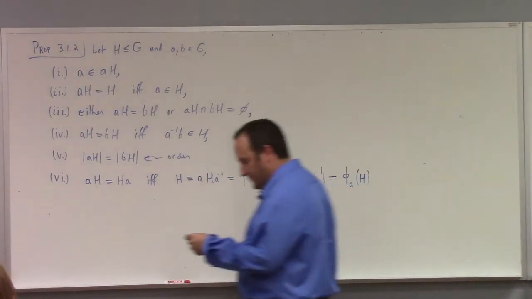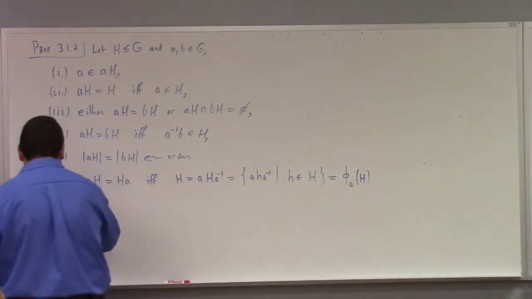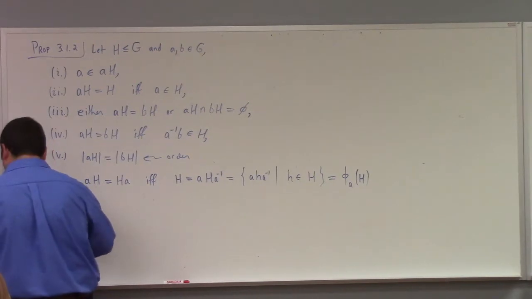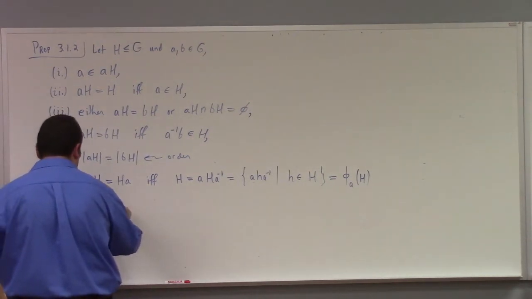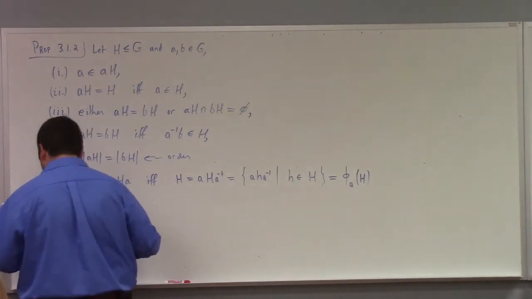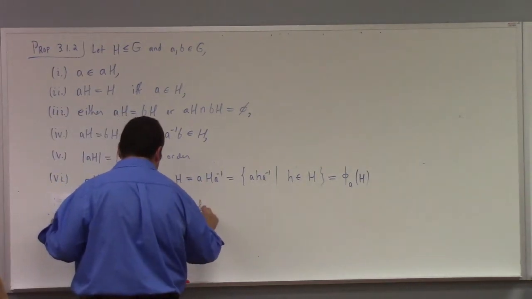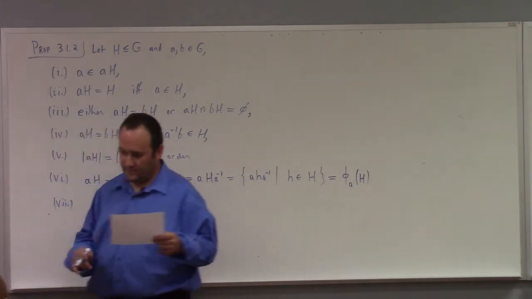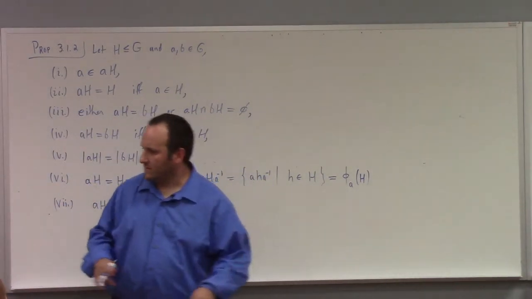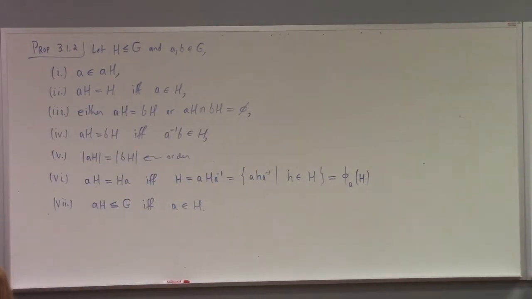And then finally, 7. aH is a subgroup of G if and only if a is an element of H. Goodness, I don't remember using 7, like ever. It's in my notes, though. So that's page 83 of my notes.